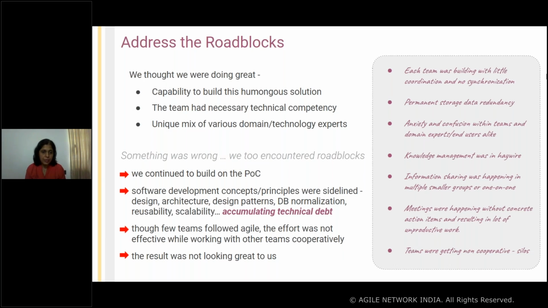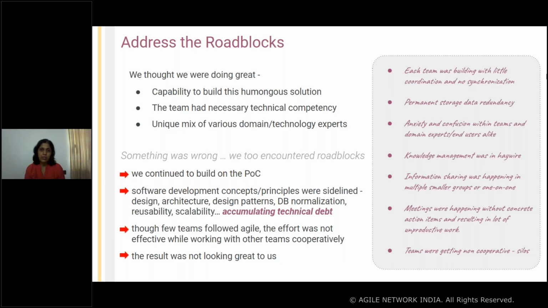restructure or revamp before it grows beyond control. A few teams were following agile, but the effort was not effective when they had to work cooperatively with other teams, and the result was not looking great to us. I just listed some of the things that were very obvious on this right side. Each team was building with little coordination and no synchronization at all.